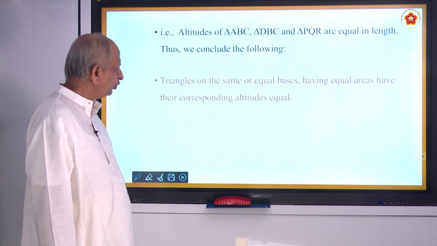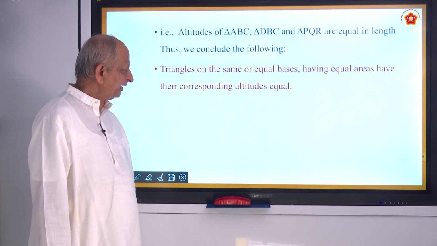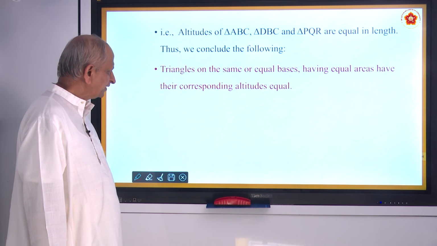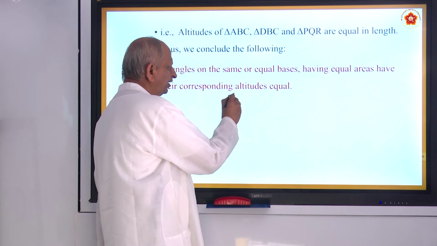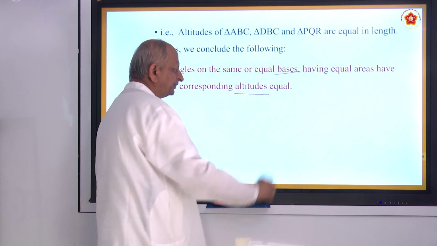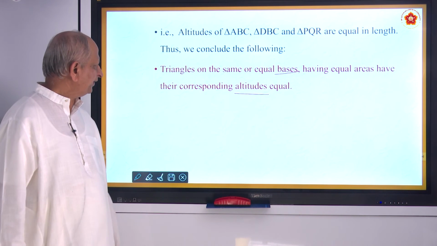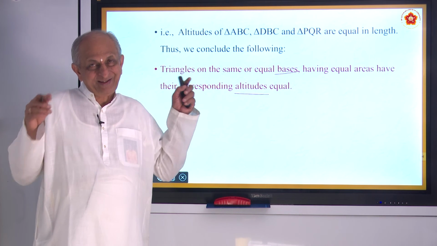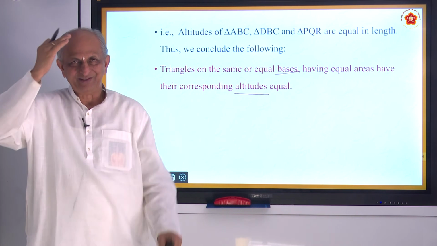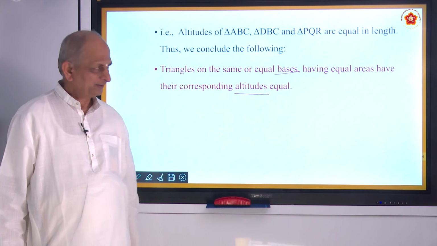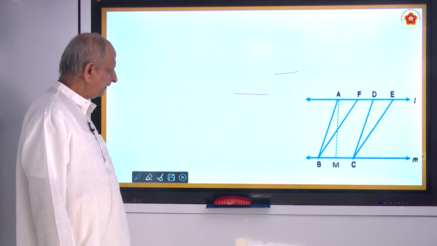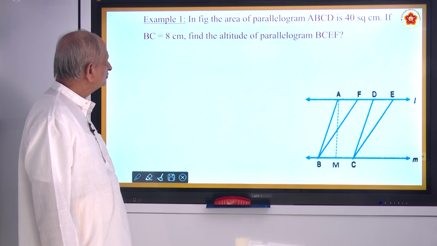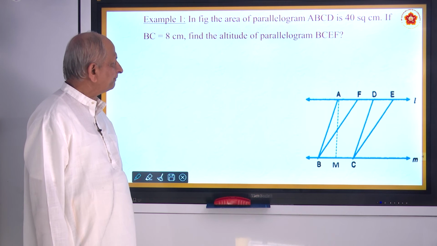So, we conclude triangles on the same or equal bases having equal areas have their corresponding altitudes equal. So, bases equal, altitudes equal. That's the result. Why is it written in red ink? To make it clear, you should have a correct picture about it. Then only you can work out problems on that. Okay. Now, one example we'll take up.